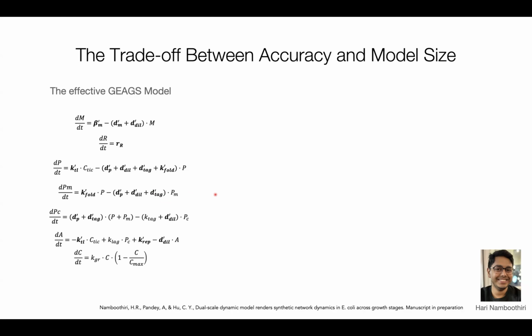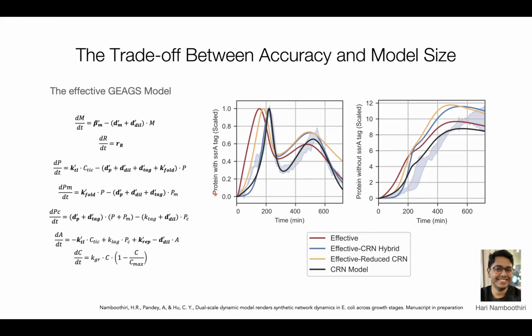We're hoping that this type of modeling technique can be used to inform how to design feedback controls. We found that, so the red is the effective model we built here, and the CRN model is the ginormous one I showed you earlier, and there are 2 of them in between. We see that at the very least for this type of oscillatory dynamics, it is important to have a CRN model. So there is a trade-off between accuracy and model size.